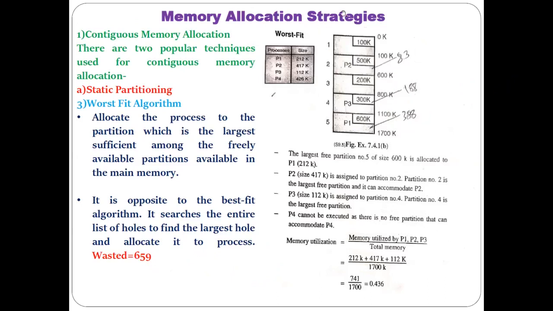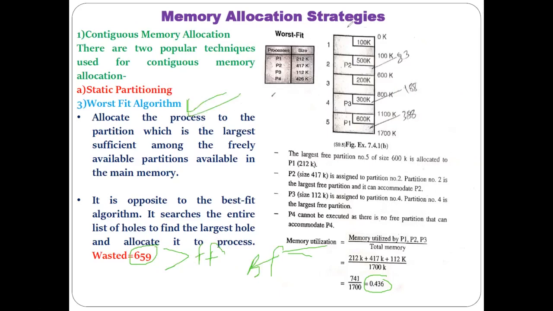Here you can calculate the memory utilization also. This memory utilization is the same as first fit, but it is less than best fit. You can see the wasted space is more in the case of first fit and also in the case of best fit. That is the reason this is called the worst fit algorithm.